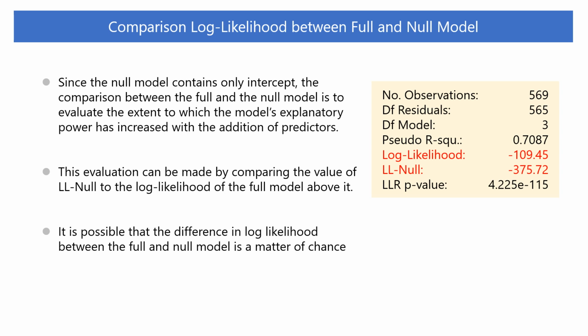This evaluation can be made by comparing the value of LL null to the log likelihood of the full model above it. The table shows that the full model is a better model than the null model because the log likelihood of the full model has a larger value. However, it is possible that the difference in log likelihood between the full model and the null model is a matter of chance.